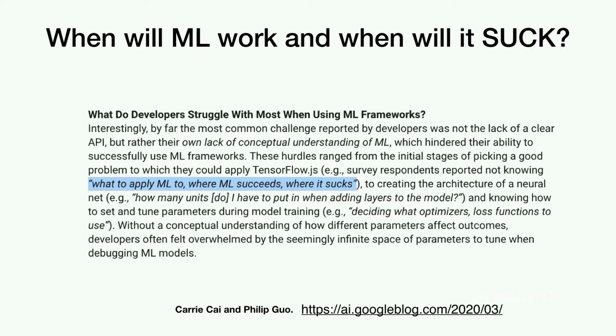There's a lot of stuff like parameter tuning and all this stuff, but one big thing is, when should I apply ML, to what, when will it succeed and when will it suck, right? I think that's an underappreciated but huge part of developing real ML systems.